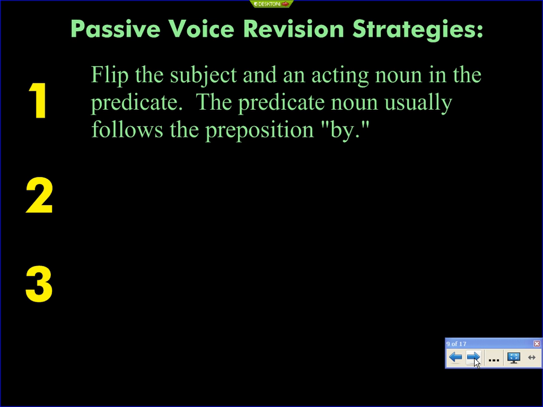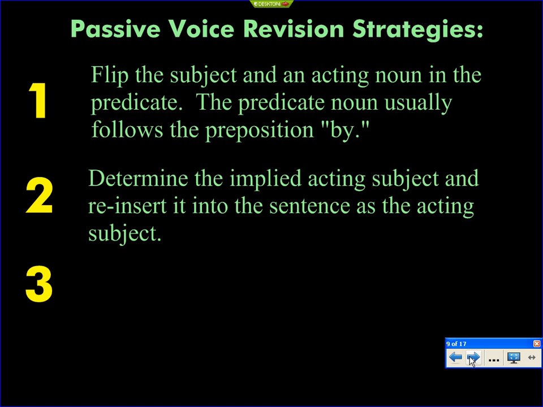First, you could flip the subject with an acting noun in the predicate. The predicate noun usually follows the preposition by. Think about the example that I just gave you earlier. The book was read by me. If I take that object of the prepositional phrase, me, and I flip it with the book, then I've created an active sentence. I read the book. Look for the by phrase, the by prepositional phrase. Take that object out, place it in the subject position, and you should be good.